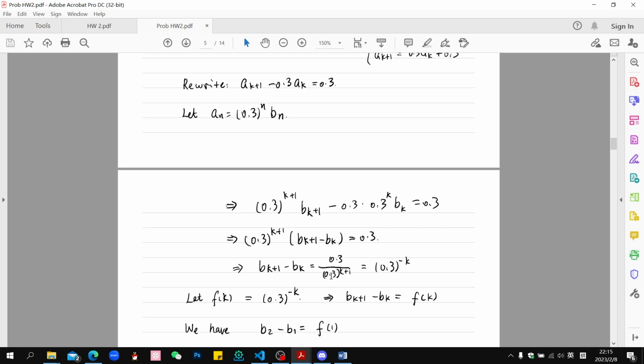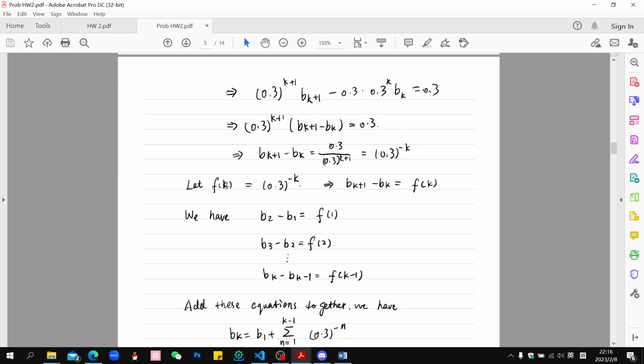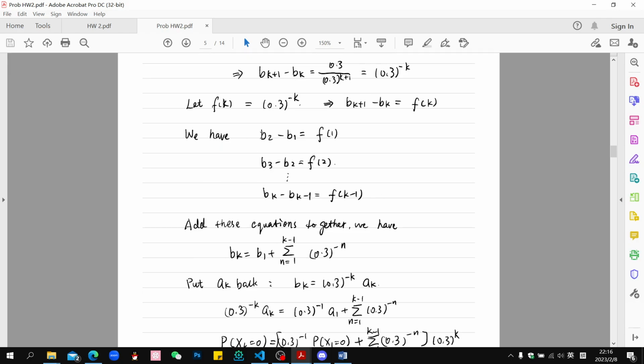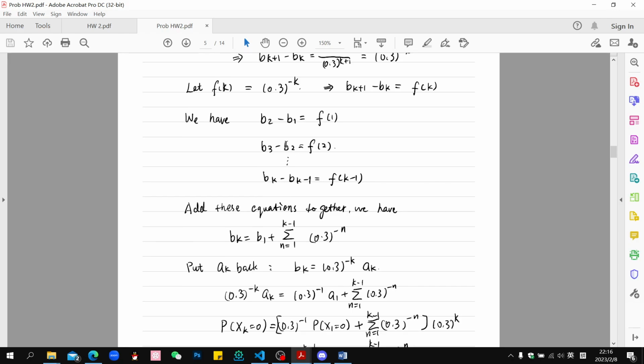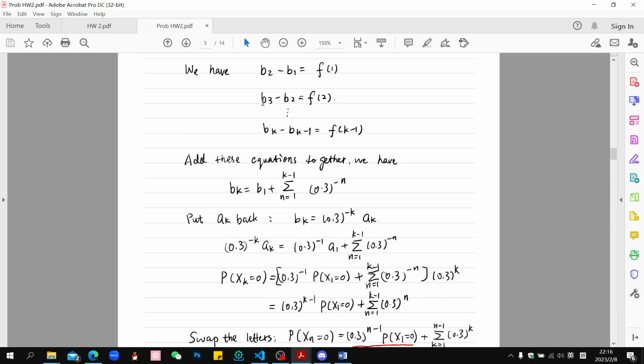Extract here. So basically bk plus 1 minus bk is 0.3 to the power of minus k. And we let that be a function. So we have b2 minus b1 is f1, b3 minus b2 is f2, and so on and so forth. And we add these equations together. So we cancel these terms, these two terms, and these two terms, all the middle terms. So we get bk minus b1 is all these function values added up. So here comes the expression.